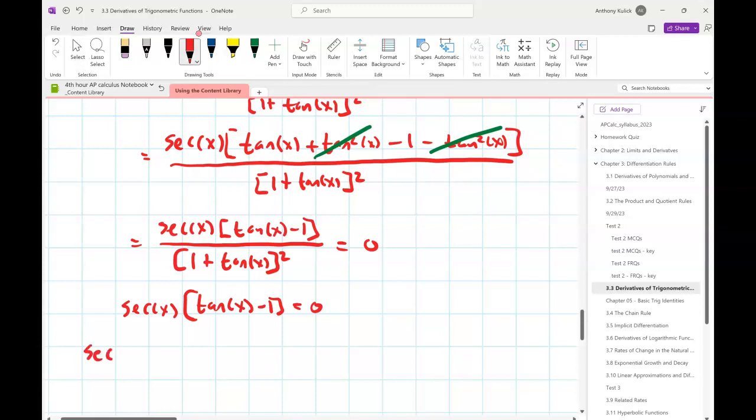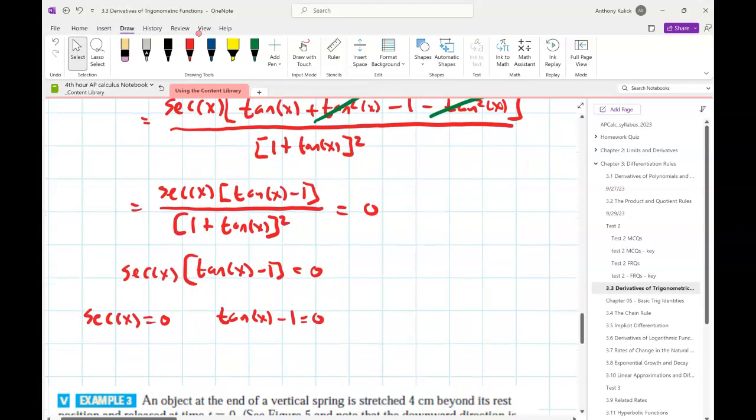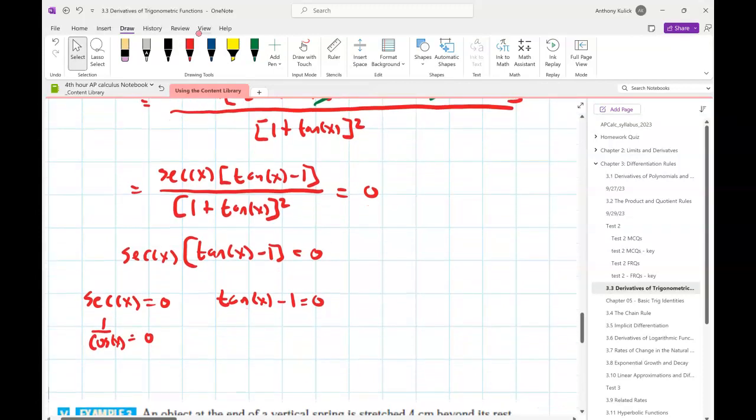Yeah, so I can apply the zero product property. So I have two things that are multiplying to give me 0. So I can just separate those two factors and set them each equal to 0. What's the solution to secant x equal to 0? Okay, so you can say 1 over cosine x is equal to 0. So if you do the reciprocal to both sides, that's the same thing as saying cosine x equals undefined.